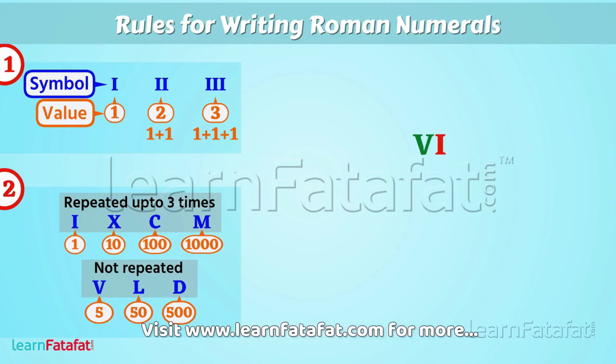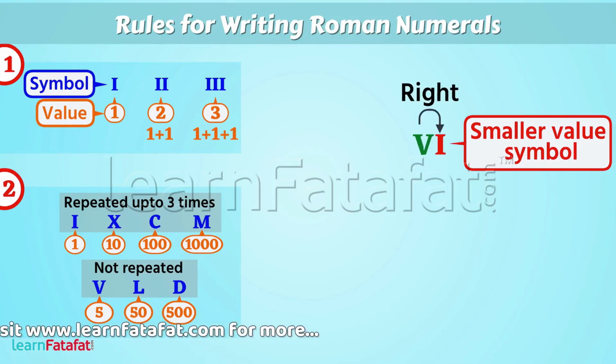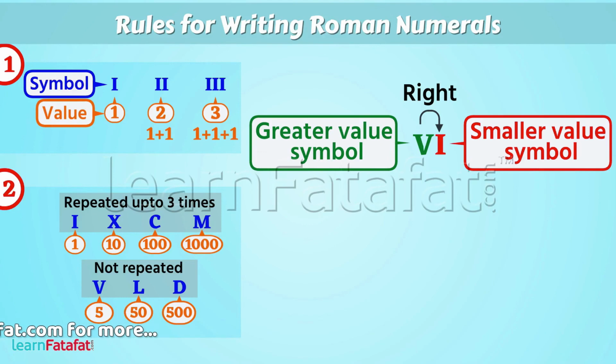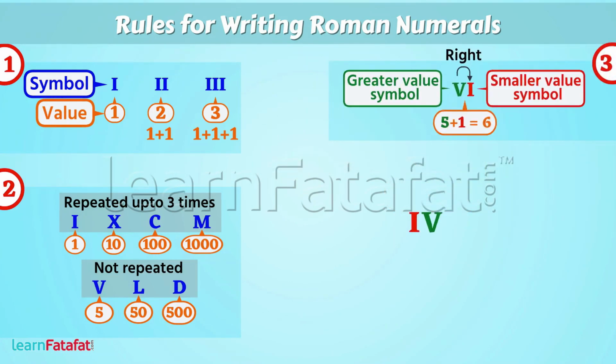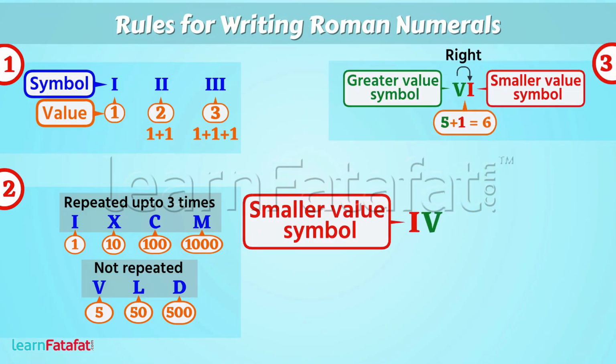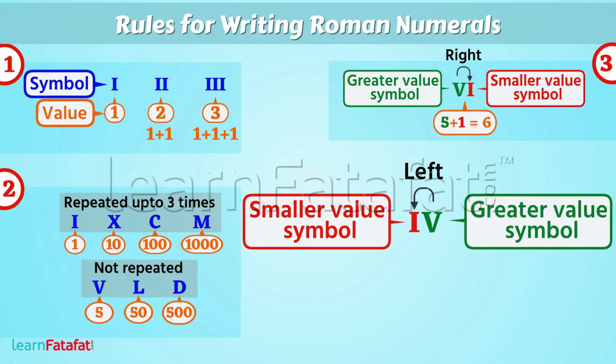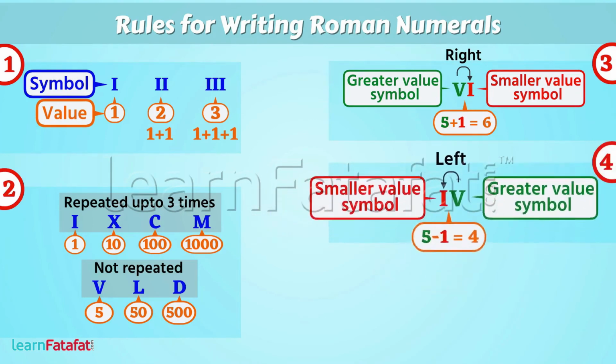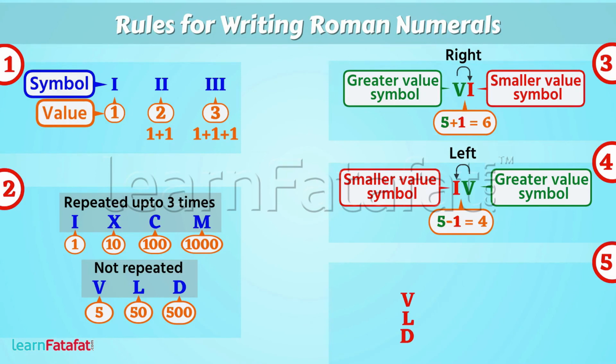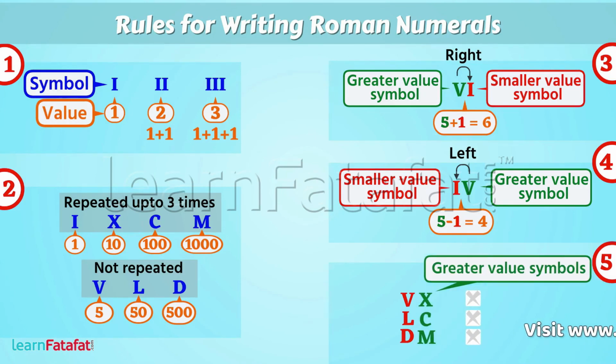If a symbol of smaller value is written to the right of a symbol of greater value, then their values get added. If a symbol of smaller value is written to the left of a symbol of greater value, then its value gets subtracted from the value of the greater symbol. These symbols are never written on the left side of a greater symbol, so these symbols are never subtracted.